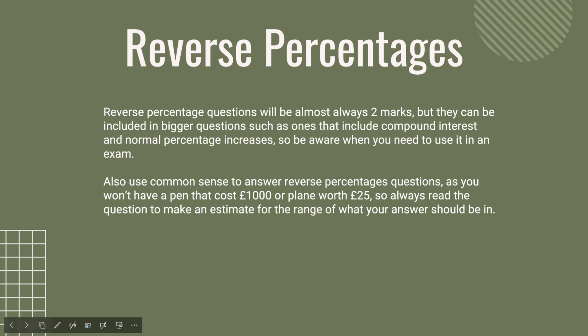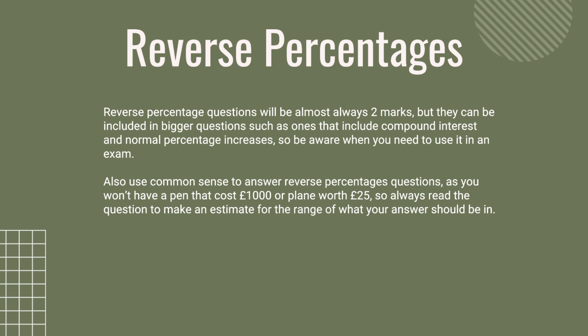When we are dealing with reverse percentages questions, there are some things we need to have a think about. These questions will almost always be 2 marks, but they can be included in bigger questions, such as ones that include compound interest and normal percent increases. So be aware of when you need to use it in your exam. Also, use common sense to answer these questions, as you won't have a pen that costs £1,000 or a plane worth £25.